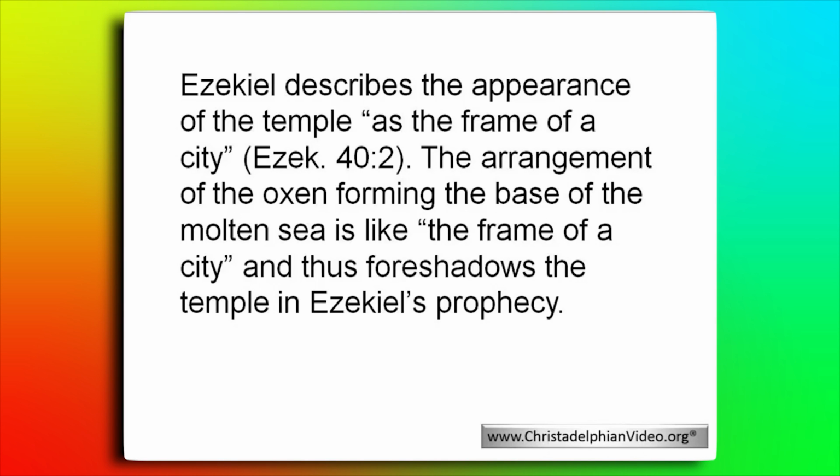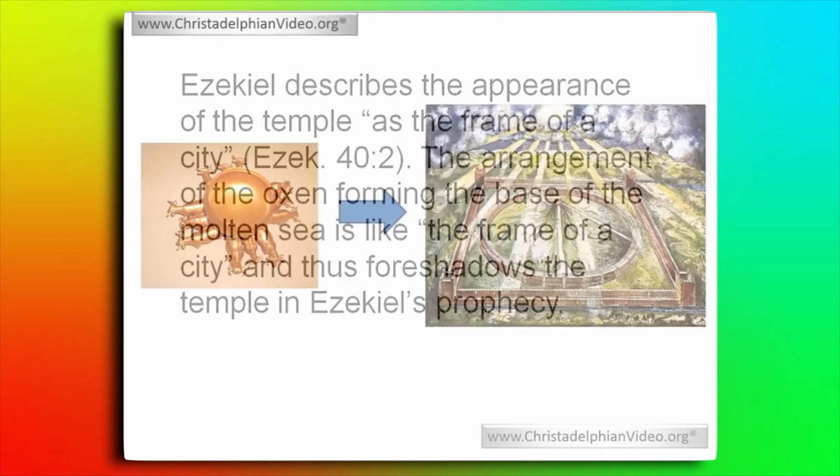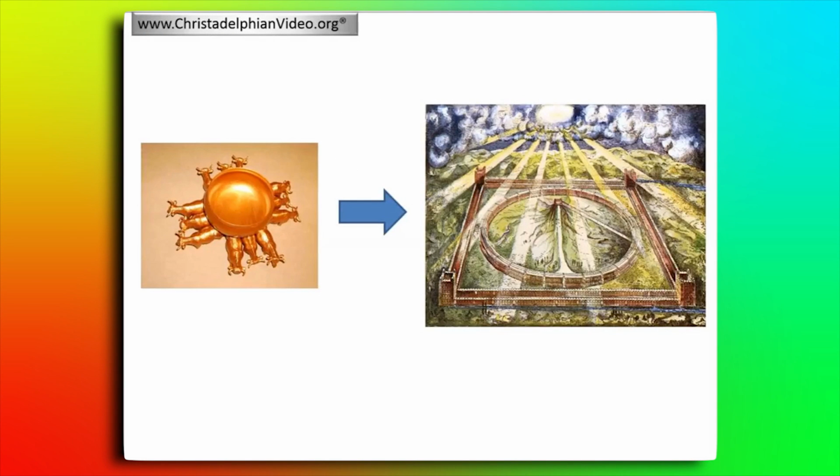But as we saw at the beginning of the video, Ezekiel describes the appearance of the temple as the frame of a city. The arrangement of the oxen forming the base of the molten sea is like the frame of a city and thus foreshadows the temple in Ezekiel's prophecy. This video has shown that the basic plan of the temple envisaged by Henry Sully can be derived from the molten sea of Solomon's temple.